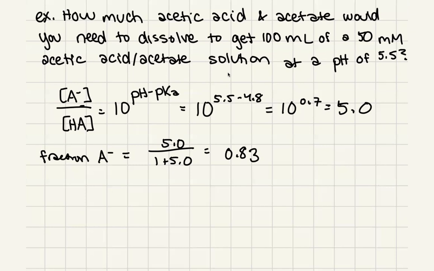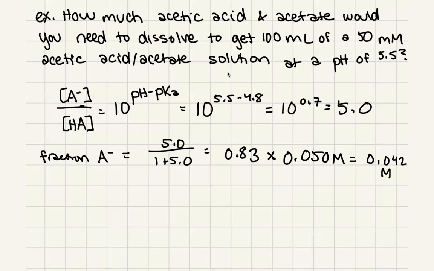Now we need to figure out the molarity, and then once we know the molarity, we can figure out the number of moles. We know what fraction of it is in this acetate form. We know the total molarity of the acetate plus acetic acid combined. So this is just going to be that number times our fraction, times 0.050 molar. If we do that, we get a value of 0.042 molar.